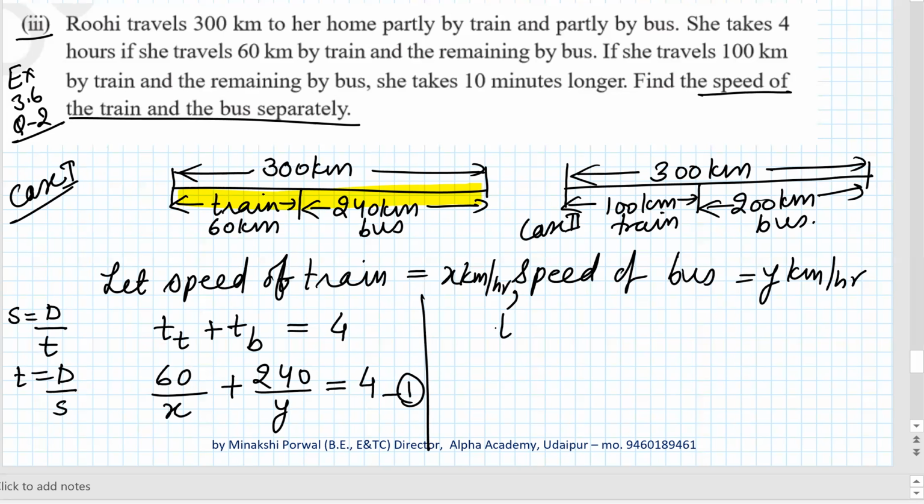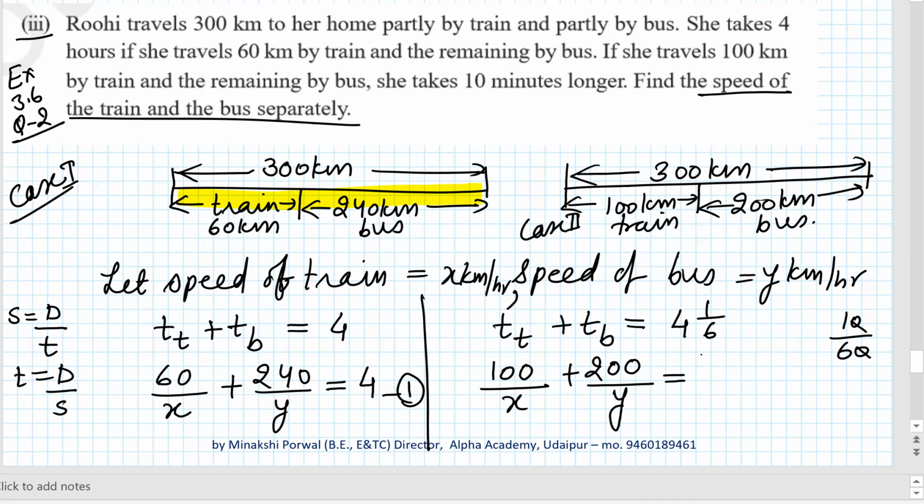In case 2, time taken by train plus time taken by bus equals 10 minutes longer, means 4 hours plus 10 minutes. If I write 10 minutes in hours, it will be 10 upon 60, that is equal to 1 by 6. So I'll write it 4 1 by 6. Time taken by train is distance 100 kilometers upon speed x. Distance in other part is 200 kilometers, speed is y. And this mixed fraction, if I convert to improper fraction, 6 4s are 24 plus 1, 25 upon 6. These are the two equations which we need to solve.